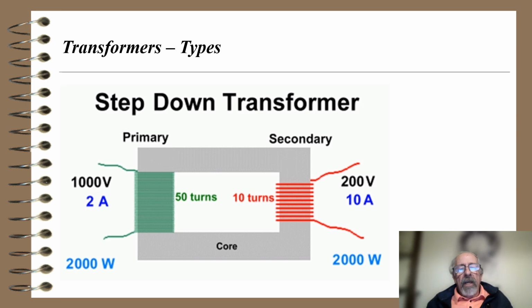Now, transformers are not perfect. They're pretty good. They're close to 98% efficient. So in reality, if there is some lost power, it becomes heat. It actually would heat up the transformer.